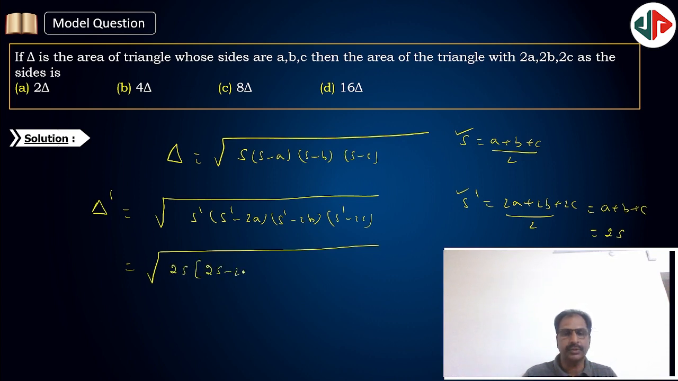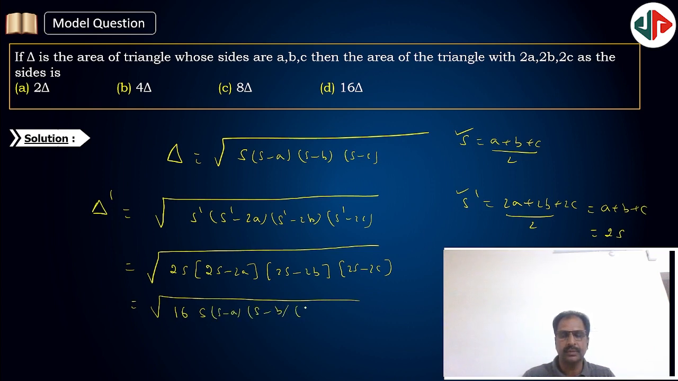So 2s minus 2a, 2s minus 2b, because you should get the answer in terms of delta. So under the root, if you take 2 common from each term, 2 into 2 into 2 into 2, 16 you will get, times s into (s minus a) into (s minus b) into (s minus c). Root 16 is 4, and the root of s into (s minus a) into (s minus b) into (s minus c) is delta. So the answer is 4 times delta. Option B is the correct answer.